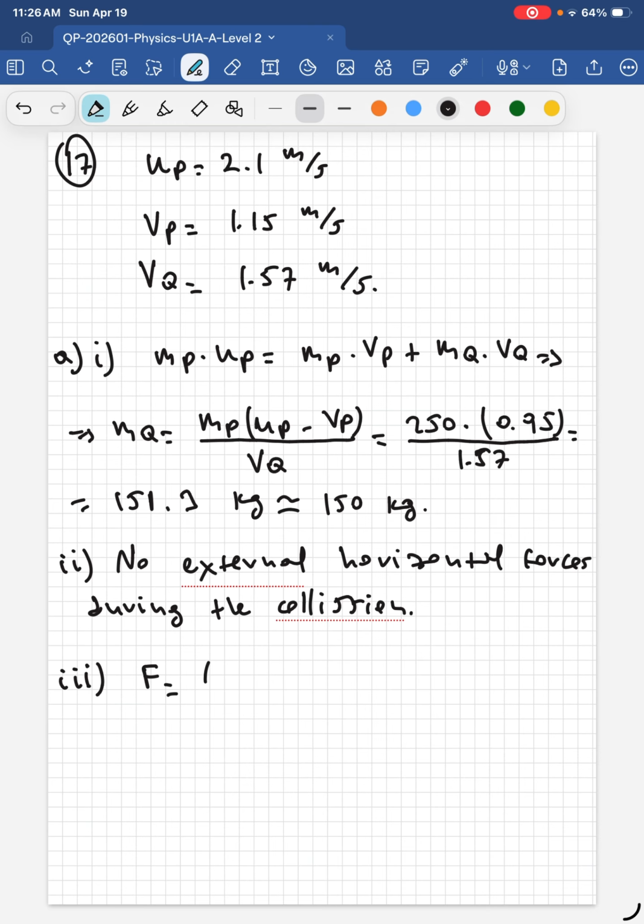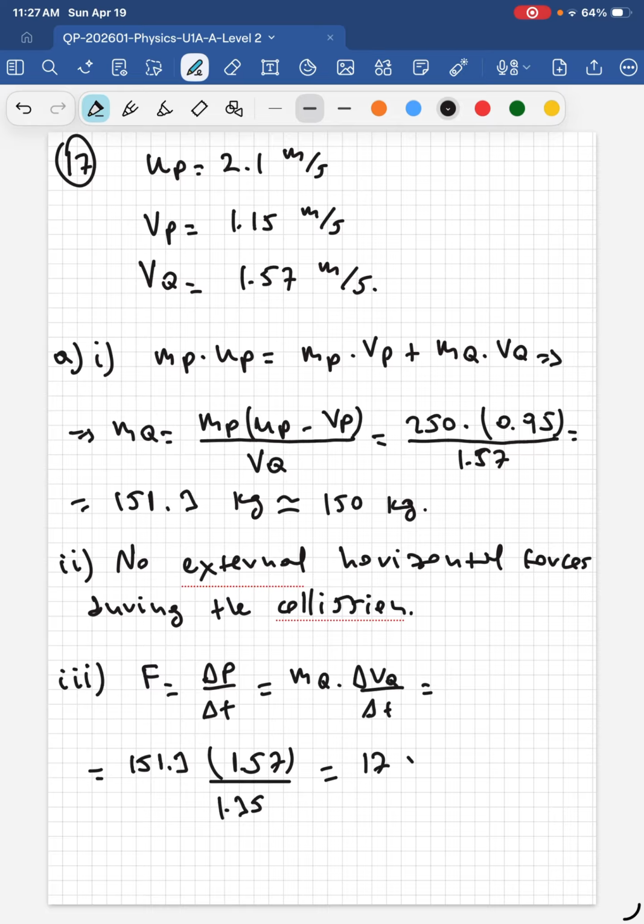All right, so let's do part 3. F is equal to the change in momentum over time, okay? And the change in momentum is equal to the mass of Q times the change in velocity of Q over delta T. So we have 151.3 times the change in velocity of Q is just 1.57 because it starts from rest, right? 1.57. And then the time for the collision was, as we were told, 1.35. So this is 175, excuse me, 0.9 newtons.